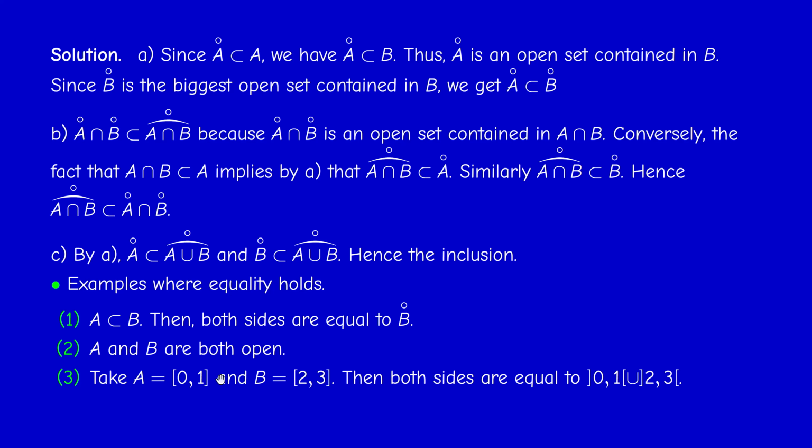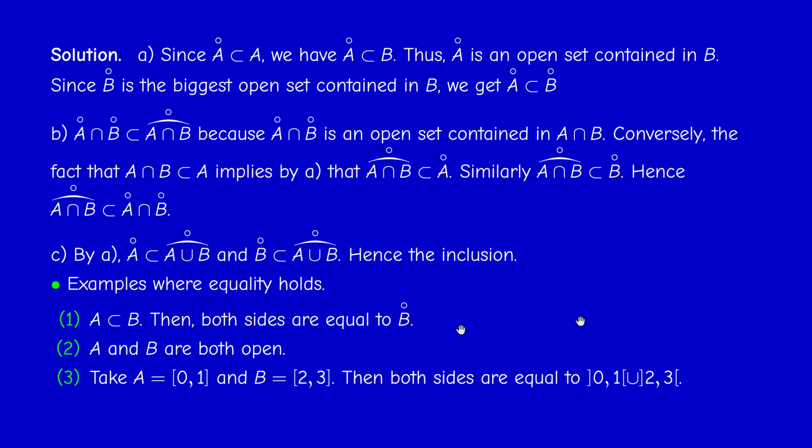And you can easily check that the biggest open set contained in A union B is just this one, (0,1) union (2,3), exactly as we did in the lectures. Because this is an open set and it's contained in A union B, but anything strictly bigger will not do, because if I add one of these endpoints, 0, 1, 2, or 3, it's not open anymore. So this is really the biggest open set contained in A union B.